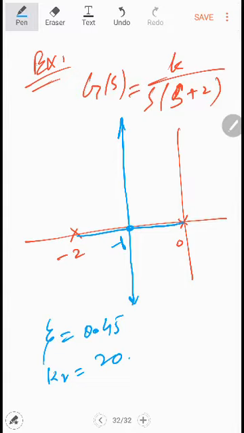Remember that Kv of the uncompensated system is equal to K divided by 2. In this case, we have to find the value of K, and then we can also find Kv. So straightforwardly, we have to find the zeta = 0.45 line.